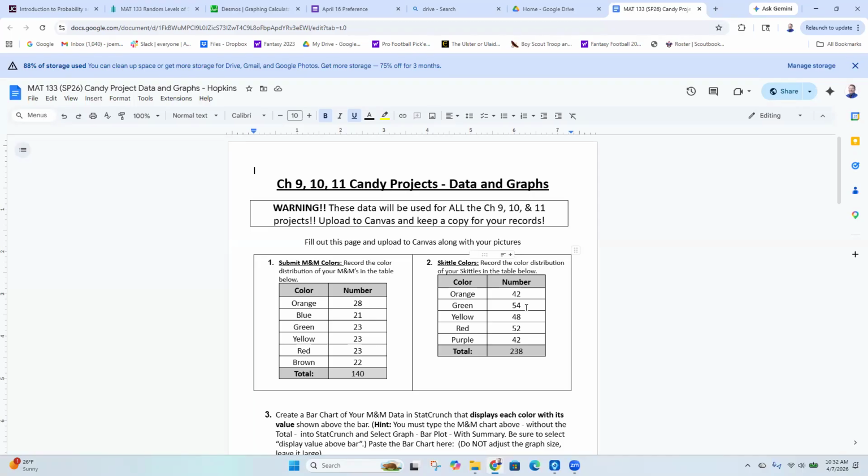It would be interesting if I had done orange because I had the most orange M&Ms and then the least orange Skittles. So I did orange for both on this project, but I'll do purple. That's fine. I like the purple ones a little bit better.